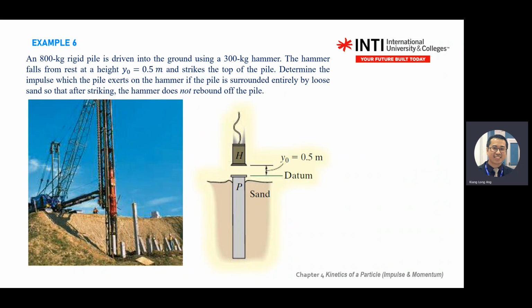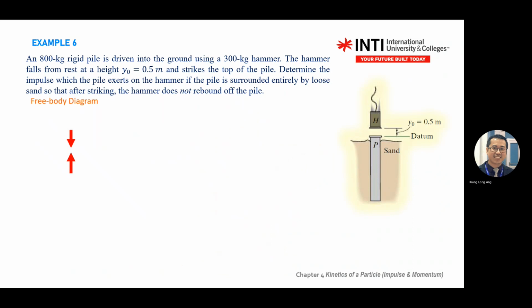Chapter 1, 2, 3, 4, there's only one equation that deals with impulse. It is the principle of impulse and momentum. So call that one: mv1 plus the integral of F dt equal to mv2. Okay, so call that one out and then draw the free body diagram. We have two free body diagrams. One is for the hammer, one is for the pile.